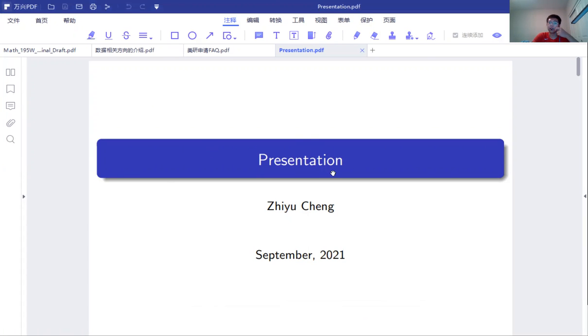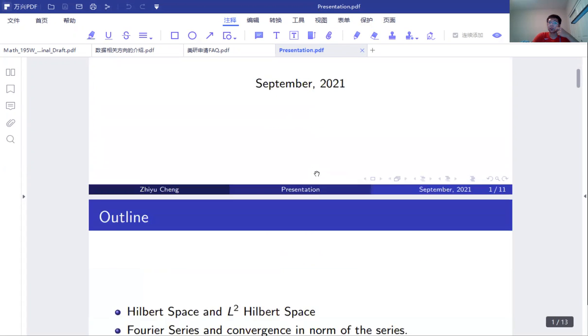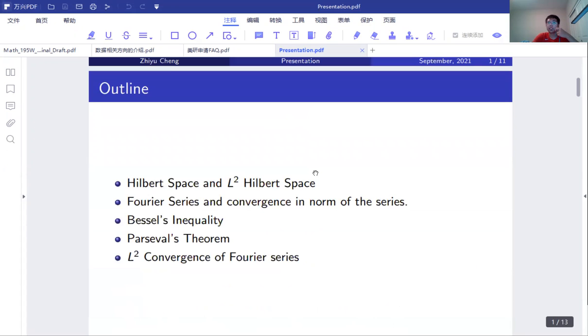Today my topic is Hilbert space. Because of the time limitation, I will not go through all of the theorems and conclusions of the presentation, but I will still go through some significant ones.